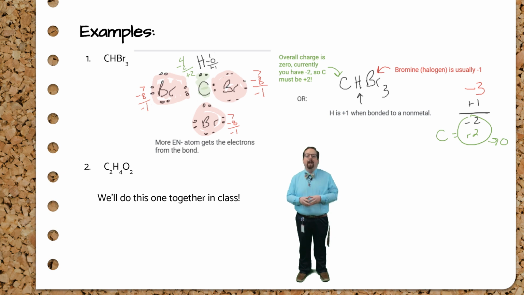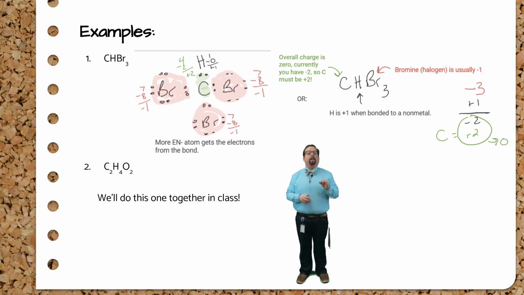Now, we go through and take the normal number of valence electrons that each atom has, 7 for bromine, 4 for carbon, and 1 for hydrogen, and subtract the number of electrons assigned to that atom. So, for all 3 bromine atoms, we'll take 7 minus 8 and find that their oxidation states are all -1 in this compound. Carbon would be 4 minus 2, giving it an oxidation state of +2. Lastly, hydrogen would be 1 minus 0 for an oxidation state of +1. If you add all of those up, -1, -1, -1, +1, and +2, the total is 0, as it should be.